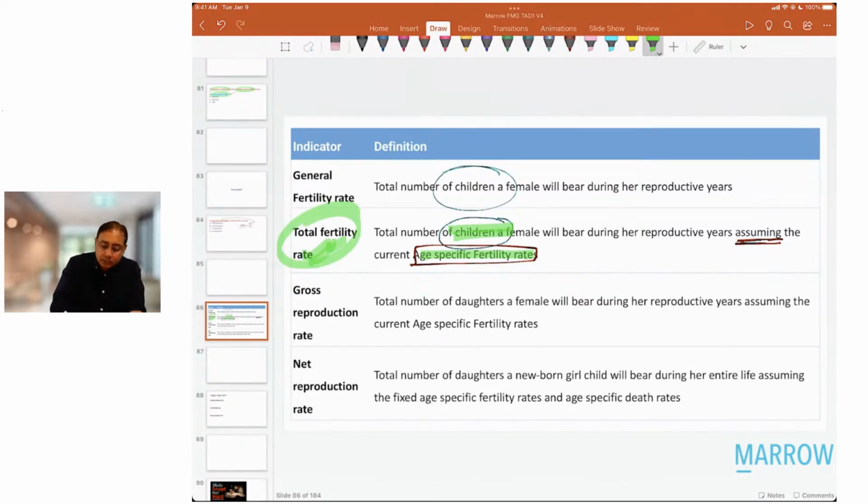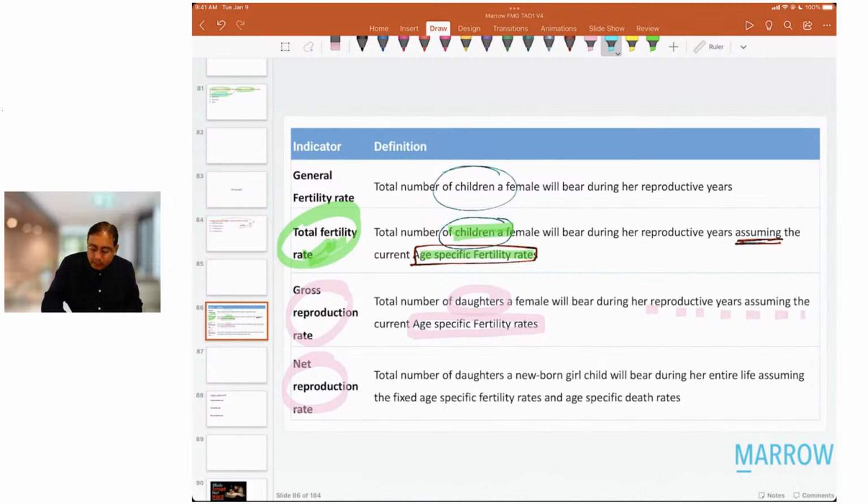Next is, what is this gross reproduction rate? It is total number of daughters. Highlight करेंगे word को, it is the daughters. Daughters a female will bear during her reproductive years, assuming the age-specific fertility rates, is the same definition like TFR. TFR क्या था? Total number of children with age-specific. GRR क्या है? Total number of daughters with age-specific. हो जाएगा यहाँ तक. Next is NRR.